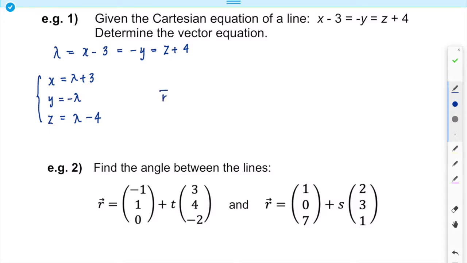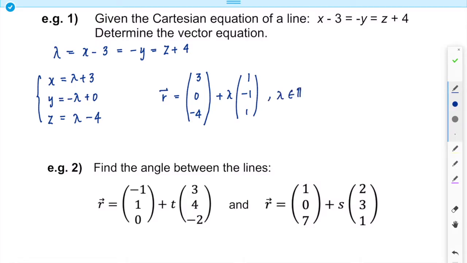Turning this into vector equation, well, this is plus 0 in the y parameter, so (3, 0, negative 4) would be a position vector of a point on the line, plus lambda times the direction vector of (1, negative 1, 1), where lambda belongs to the set of real numbers.